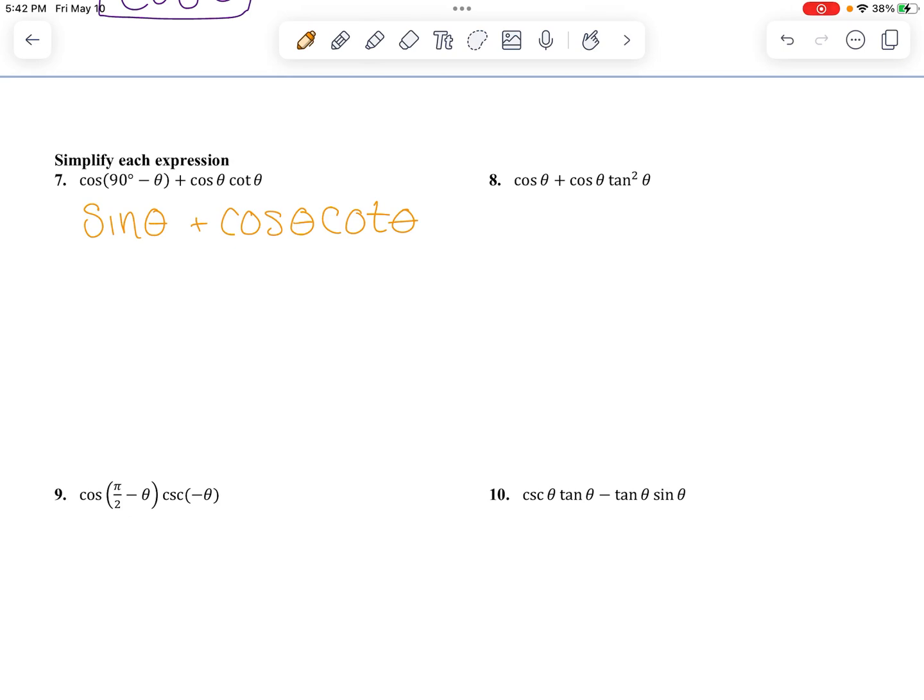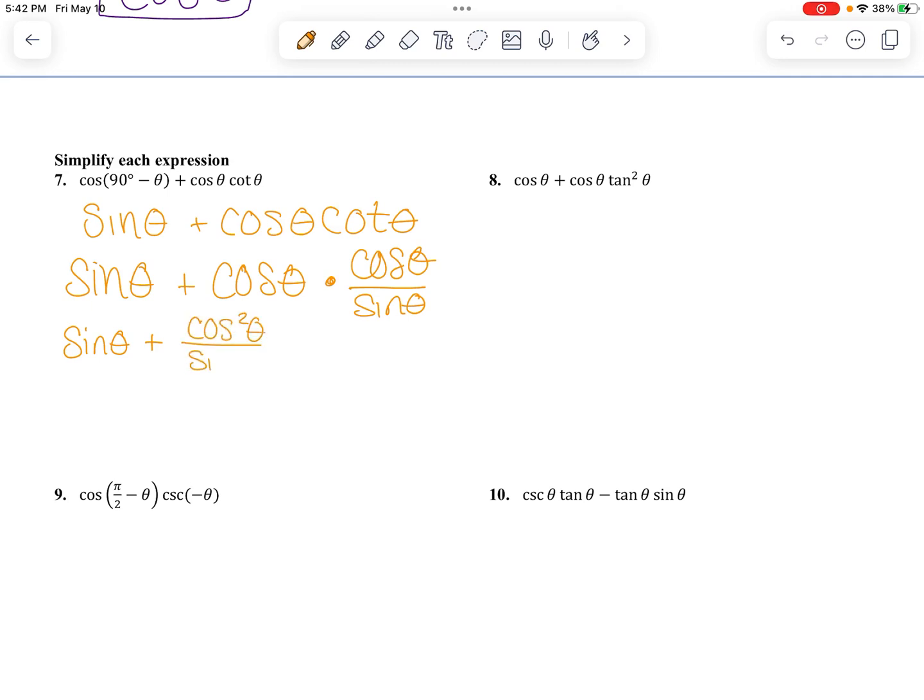I do not have multiplied reciprocals. I don't have any squared trig. I don't have algebra. I don't have added fractions. I'm not going to factor sines and cosines. Okay, so that becomes sine of theta plus cosine squared theta over sine of theta.